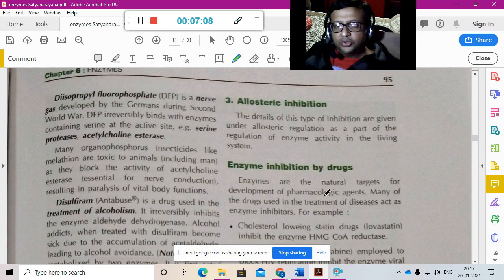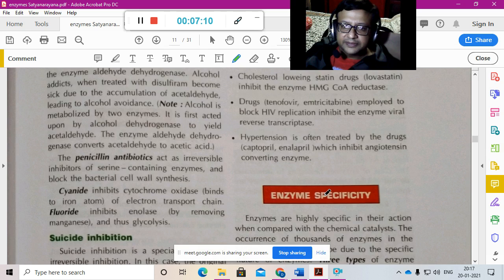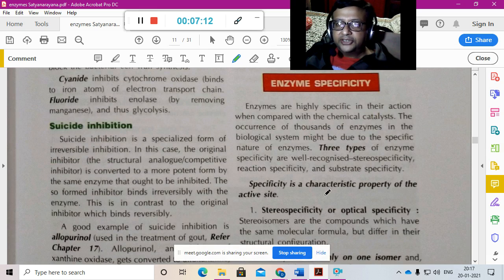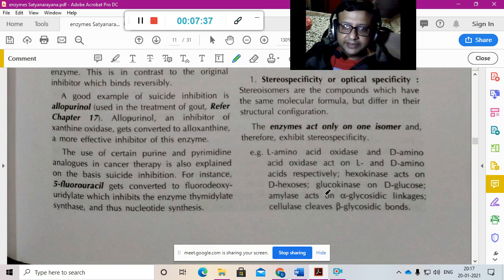So let us go to allosteric inhibition. The most famous example of allosteric inhibition is the inhibition of fructose 1,6-bisphosphatase by the presence of ATP. If there is a lot of ATP, fructose 1,6-bisphosphatase in glycolysis is inhibited. This is how the most famous allosteric inhibition takes place.